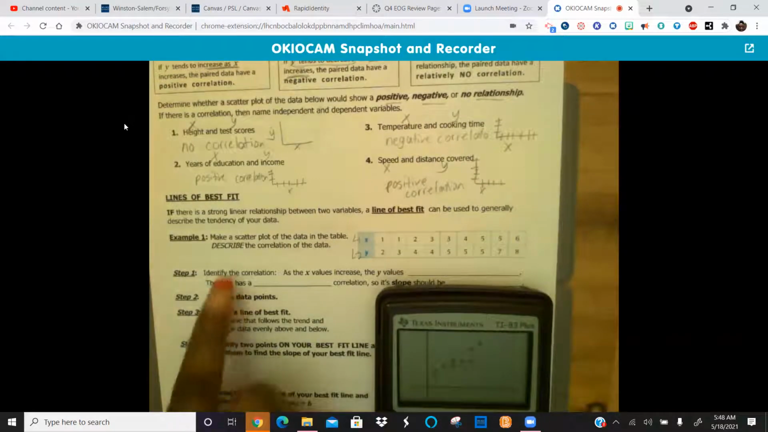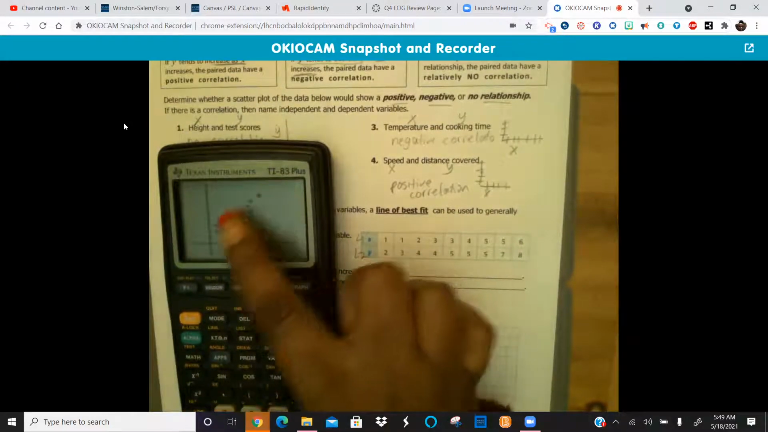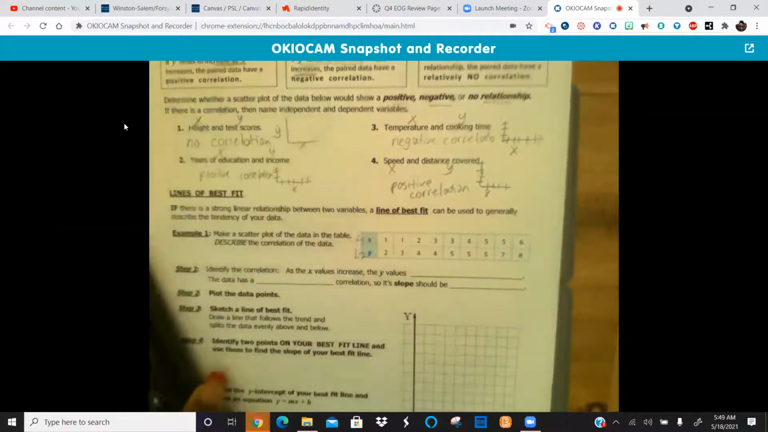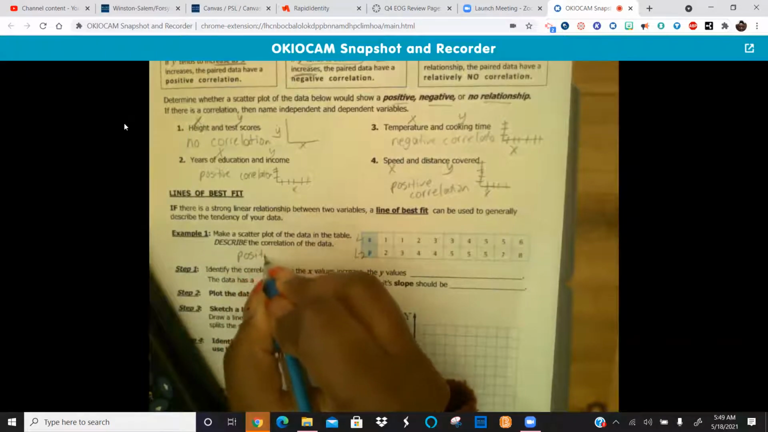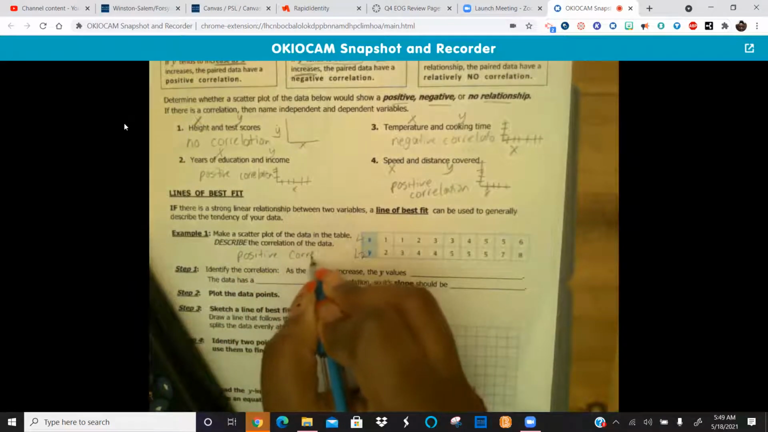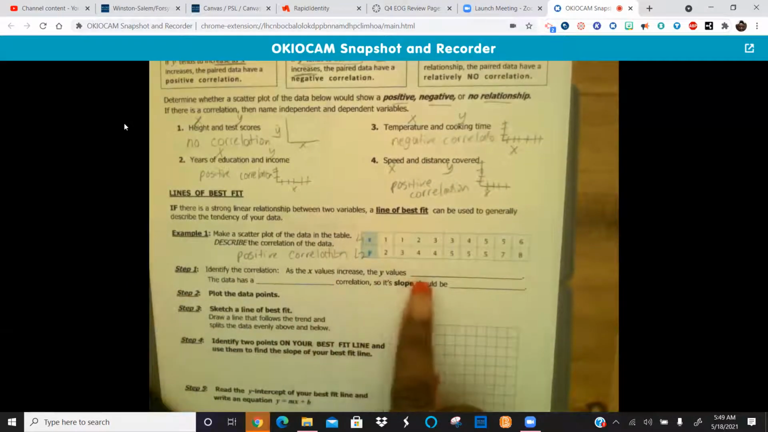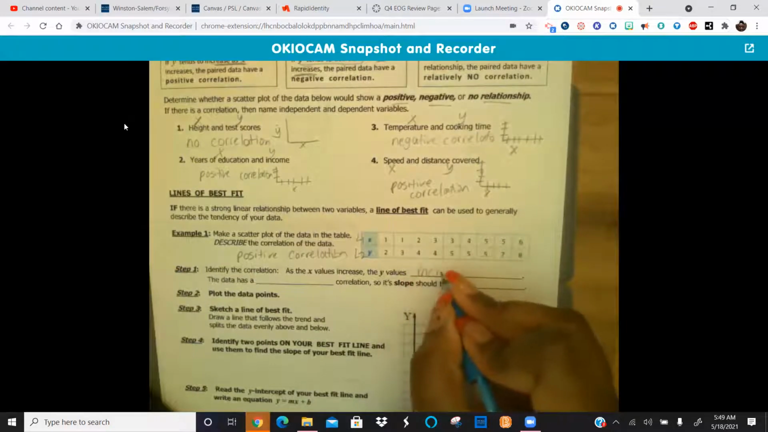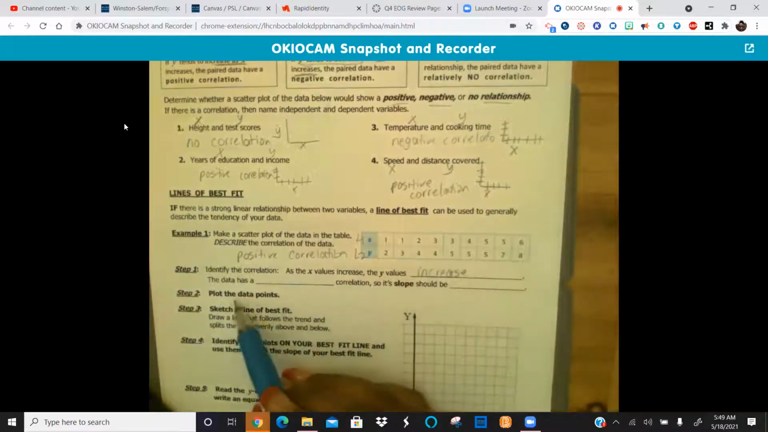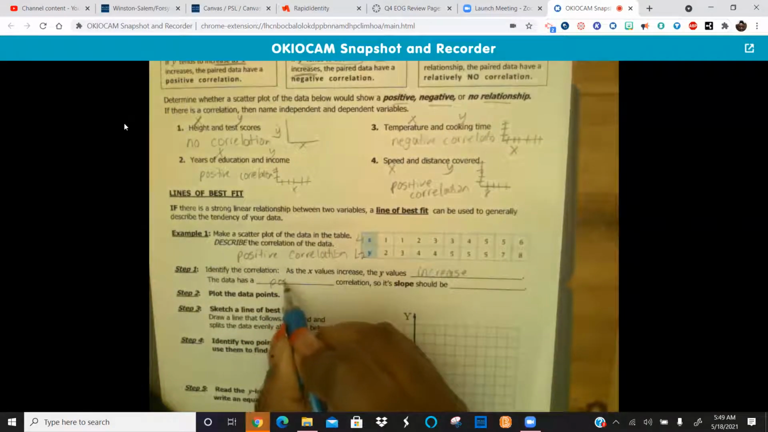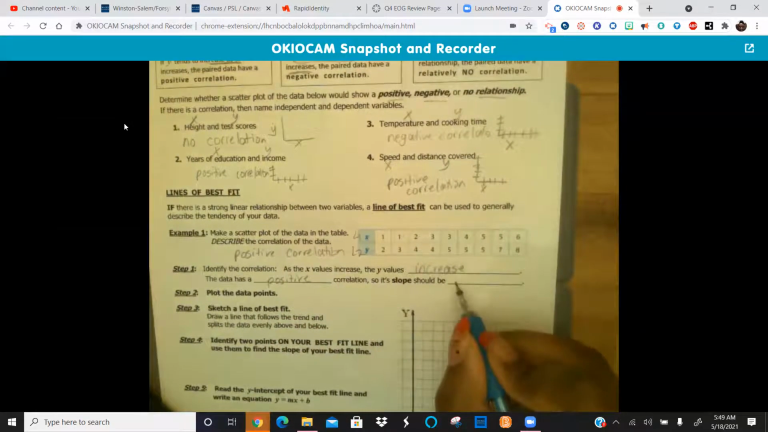All right. Now it says describe the correlation. Look at this. Your points look like they're going up. So this is a positive correlation. So for this one, this is more of a positive correlation. As X increases, Y also is increasing. And I can kind of look at the table to tell as well. The data has a positive correlation. So its slope should be positive.